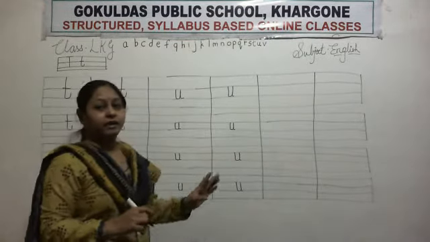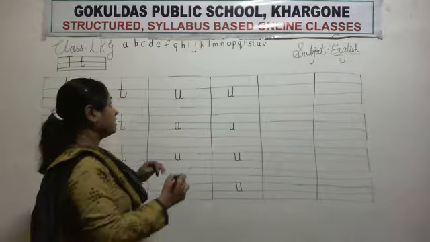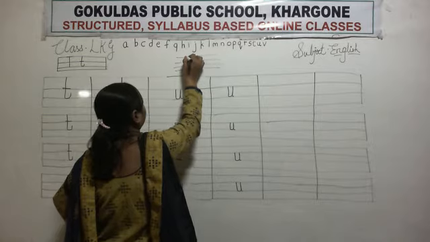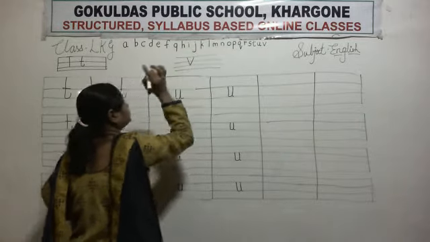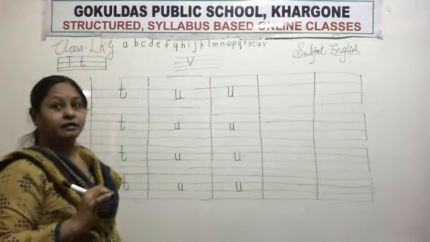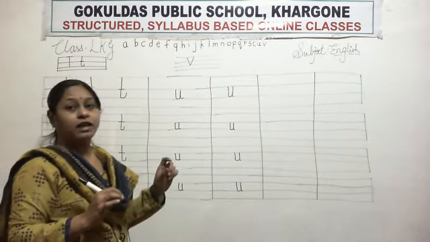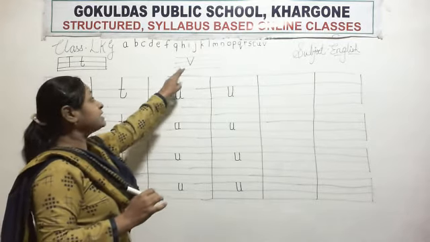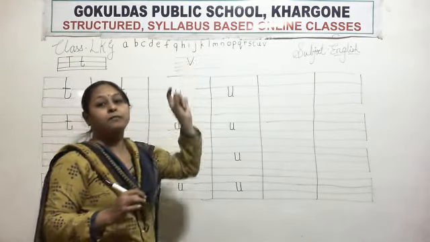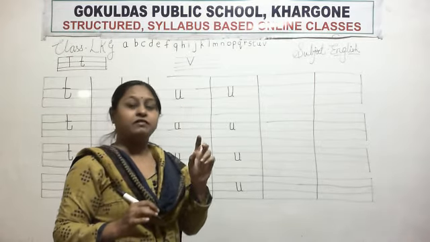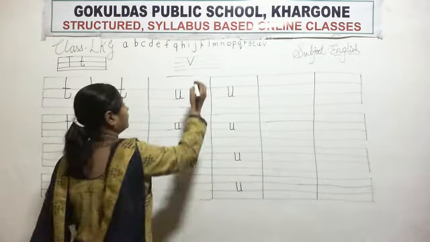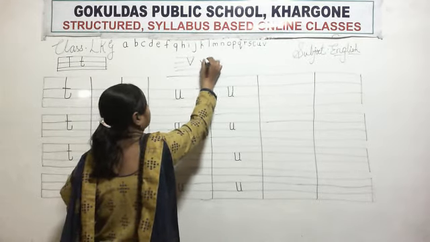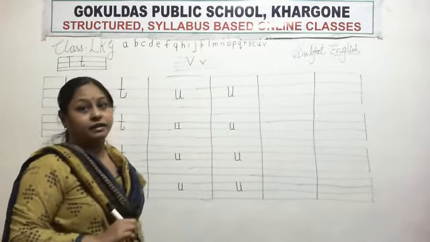We write capital letter V in 4 lines, from upper line to base line. But this is lowercase small letter v, so we will write it in 2 lines only. We will write it the same as the capital letter, but since it is a small letter, we write it in 2 lines only, from middle line to base line, and again come to middle line.